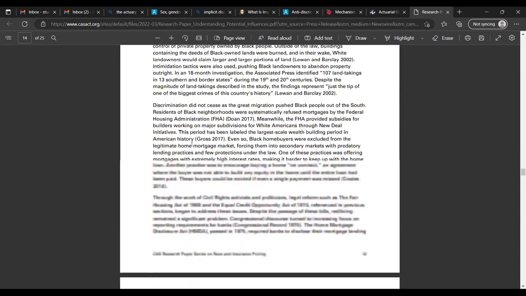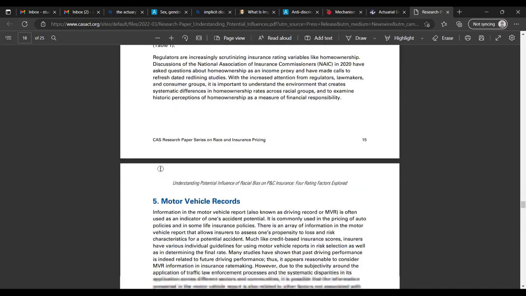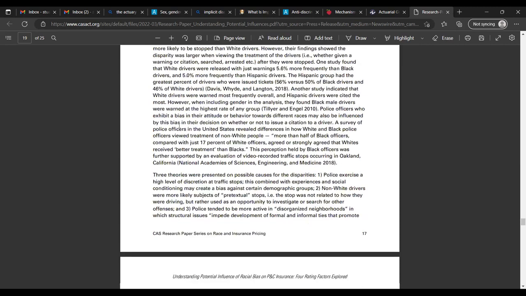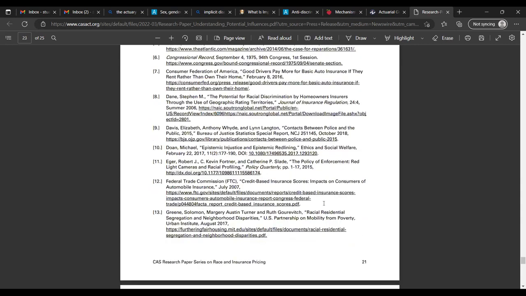Another major difference between different races. And motor vehicle records. This would seem to be the fourth one. Nothing else, right? Yeah, and then moving forward. These are some really interesting papers.